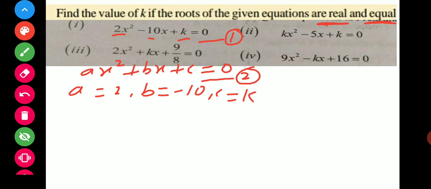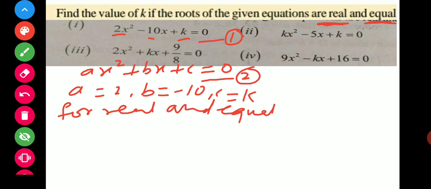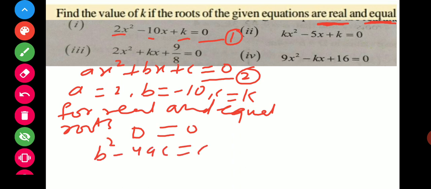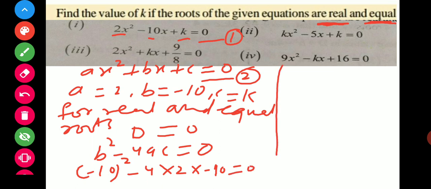Now for real and equal roots, d is equal to 0. D means b square minus 4ac equal to 0. Where is b? B is given as minus 10, it is whole square, minus 4, a is 2, and c is minus 10 equal to 0. What will happen in this? So it is 10 into 10, that is 100, and minus.